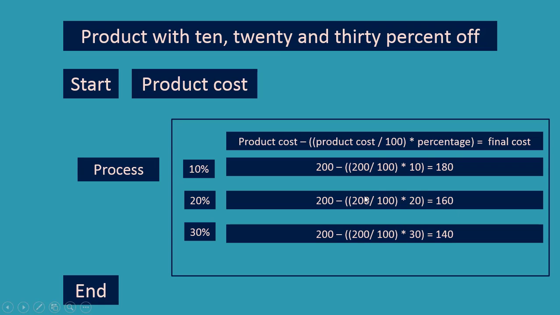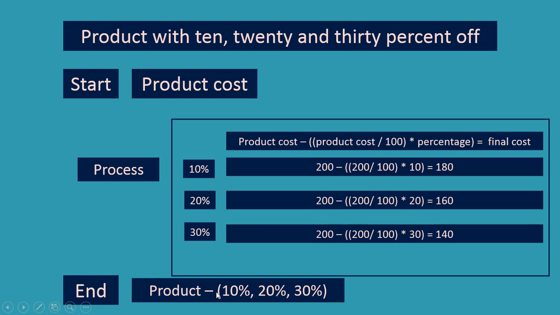To finish, we solve the 30% operation. 200 divided by 100 equals 2. 2 times 30 equals 60, and 200 minus 60 equals 140. The output of our program will be the results of the operations. For the 10% off price, $180, with 20% off, $160, and for 30% off, $140.